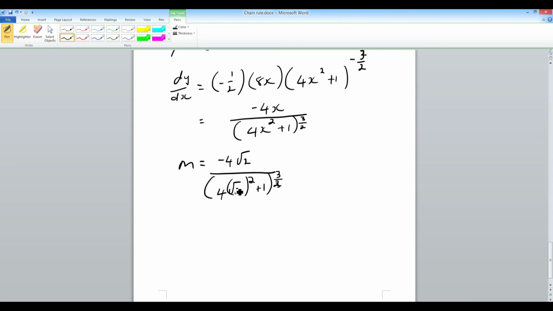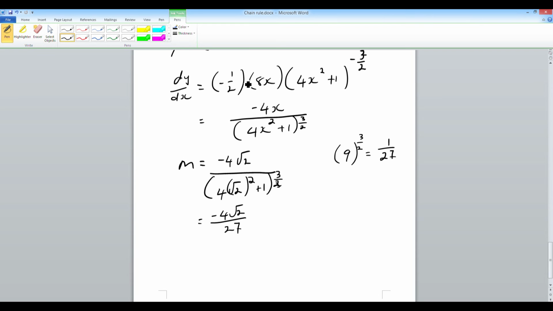Then what I can do here is I can go and simplify this. Let's go and check on the bottom first. So root of 2 squared is 2. 2 times 4 is 8, plus 1 is 9. Just here on the side, I'm going to say 9 raised to the power of 3/2, and this is the same as the square root of 9 cubed, and this is going to give me 27. So I can simplify this then as negative 4 root 2 over 27. And this is the gradient of my tangent to the curve.